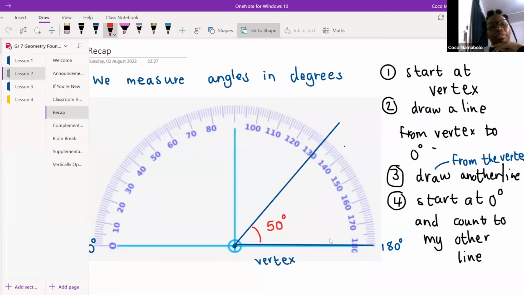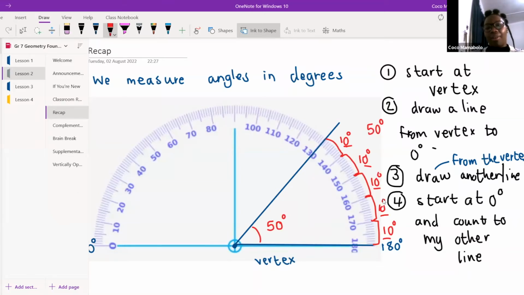And you guys are going to count with me, for those of you who are a little bit confused as to why it's 50. If I go from 130 to 140, that's 10 degrees. And then from 140 to 150, that's another 10 degrees. From 150 to 160, that's 10 degrees. And from 160 to 170, that's 10 degrees. And from 170 to 180, that's 10 degrees. If I count all of these up, that's 10 plus 10 plus 10 plus 10 plus 10. That gives us 50 degrees.